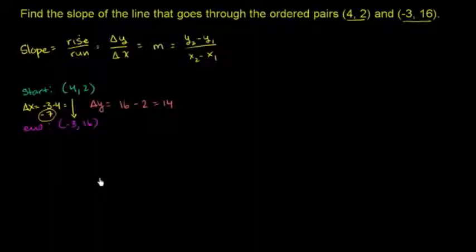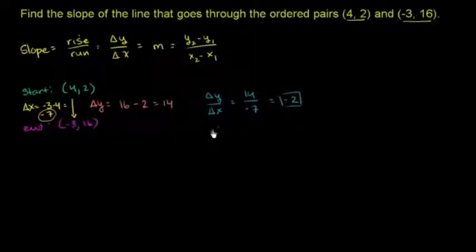So what is the slope over here? Well, the slope is just change in y over change in x. So the slope over here is change in y over change in x, which is, our change in y is 14, and our change in x is -7. And then if we want to simplify this, 14 divided by -7 is negative 2.